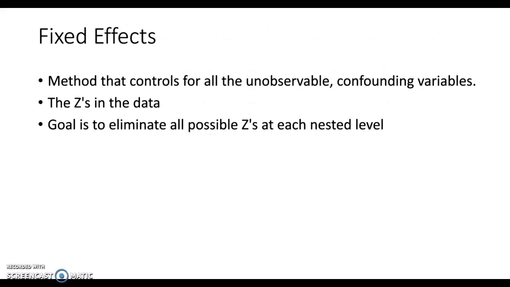This study's main data analysis procedure is using a fixed effects method. This method is used to control for all the unobservable confounding variables that cause bias in studies. These are commonly called the unobservable Z's in data. The problem is we often don't see all the variables at first glance that may cause bias.